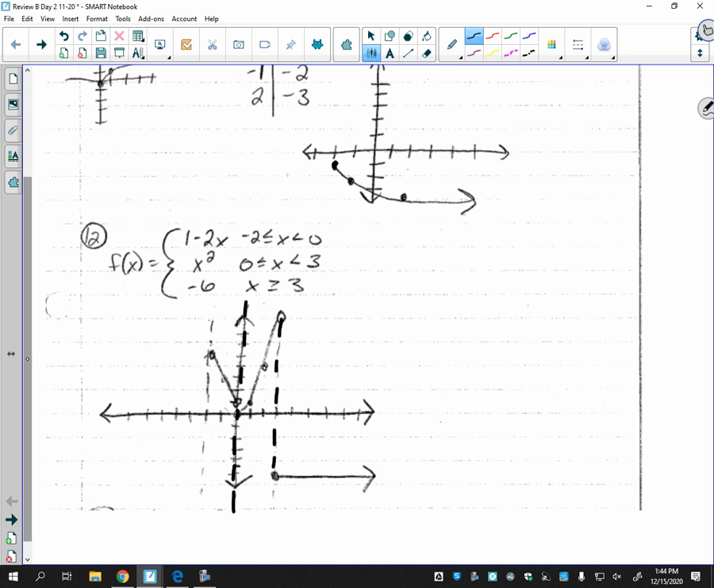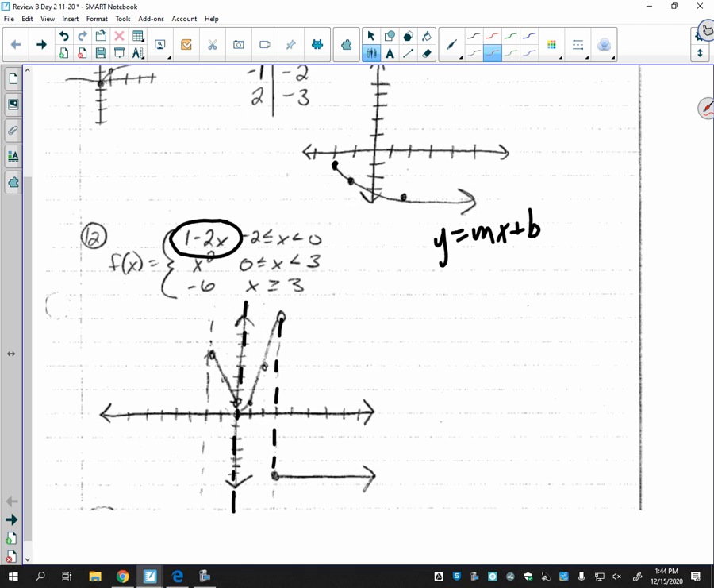And then you have to graph each part in that little section. So for -2 to 0, that's this section right here, I'm going to graph the linear equation 1 minus 2x, which is just slope-intercept form, right? Y equals mx plus b. So the y-intercept on that is 1. So at 0, it's at 1.